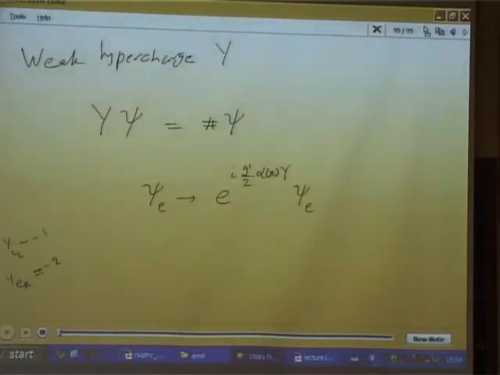So what does it mean? If I apply a transformation, since for psi E_L, Y is equal to minus 1, my psi E_L will go to e to the power minus i g prime by 2 alpha of x times psi E_L. At the same time, my psi E_R should go to e to the power minus i g prime by 2 alpha of x times 2, times psi E_R.